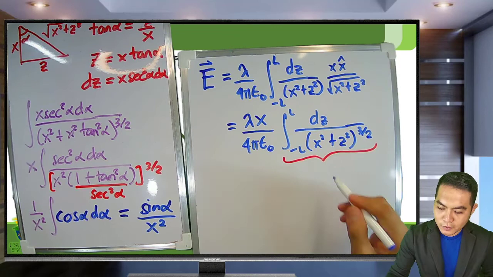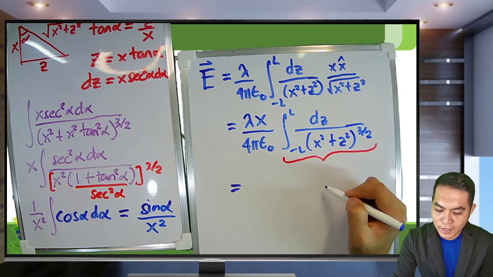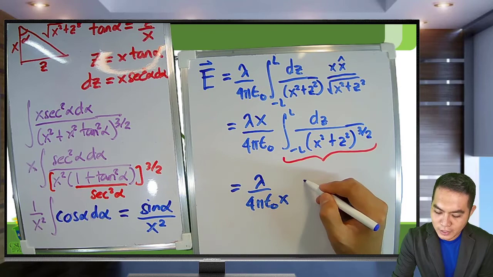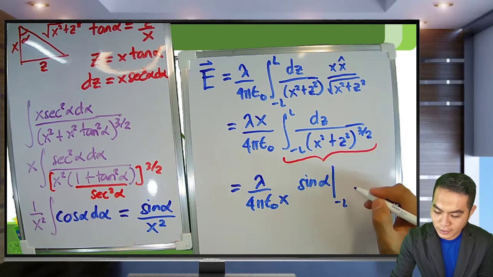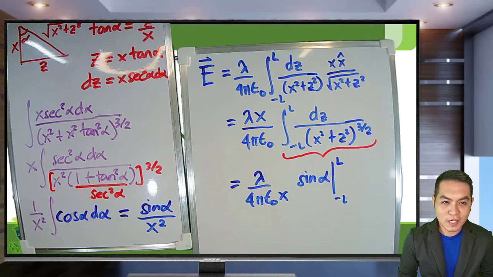So you have 1 over x squared, you have x, so you will have lambda over 4 pi epsilon naught x, and then you have sine alpha. So this is just sine alpha over x squared, that integral. But we still need to evaluate alpha from negative L to positive L. So what is now our sine alpha?